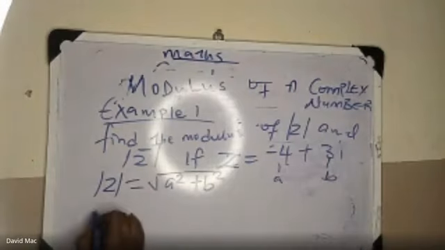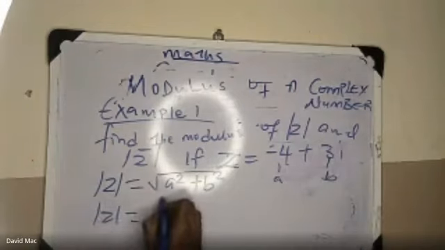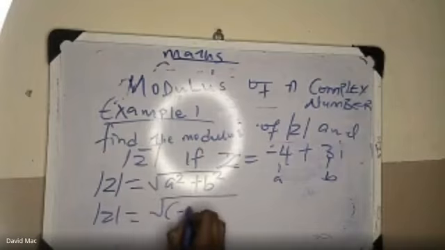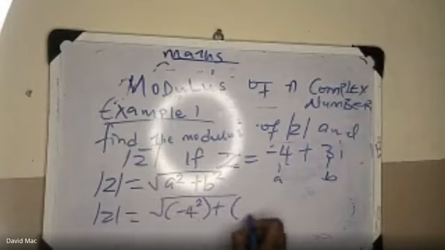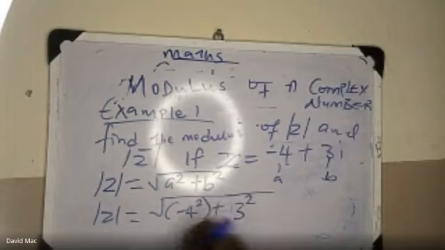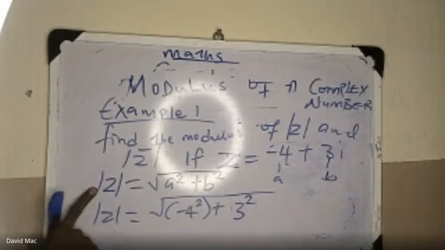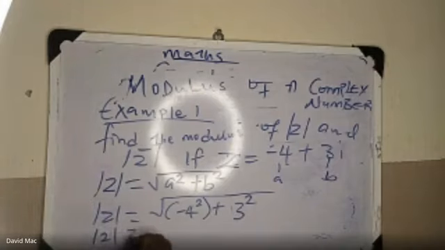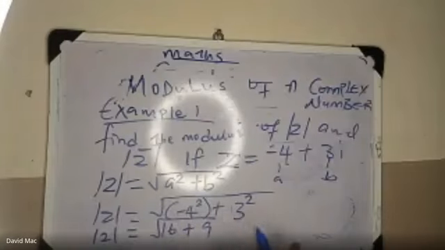So you just come here and say the modulus of z is equal to the square root of minus 4 squared plus 3 squared. Remember, we're solving for the modulus of normal z first. What is minus 4 squared? It is 16. Plus 3 squared is 9. So the square root of 16 plus 9. 16 plus 9 is 25. And the square root of 25 is 5. That's your answer.